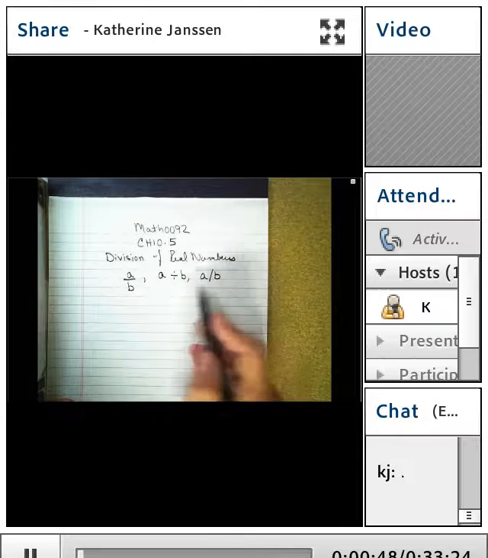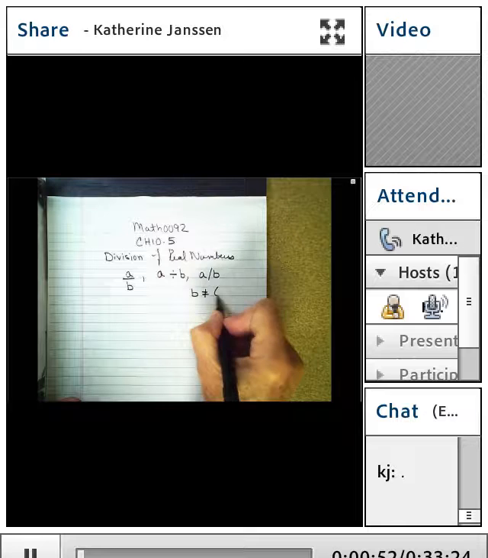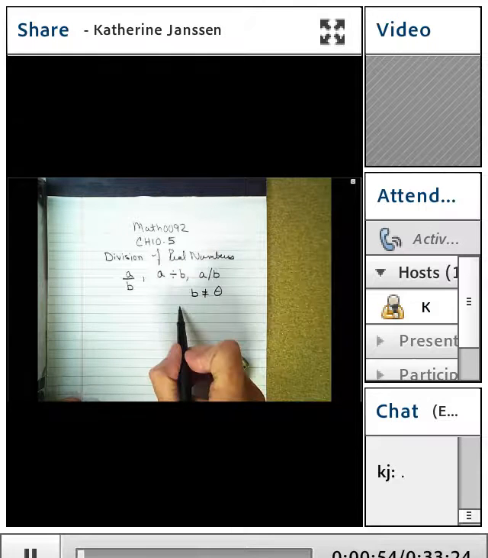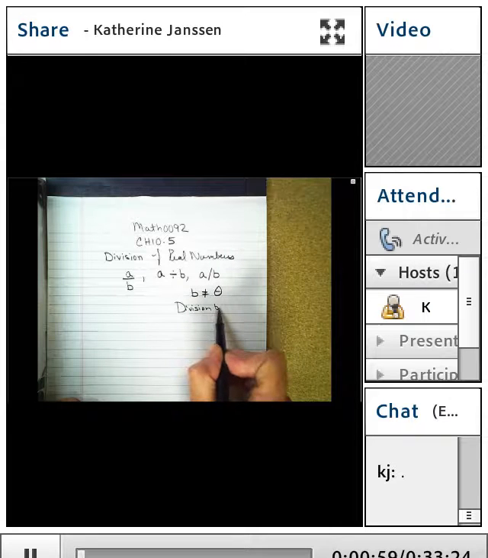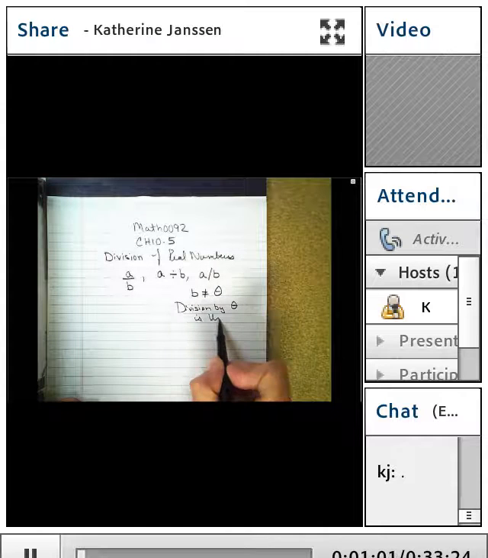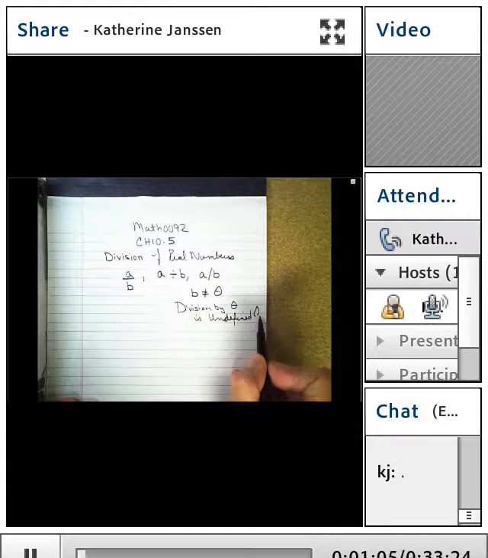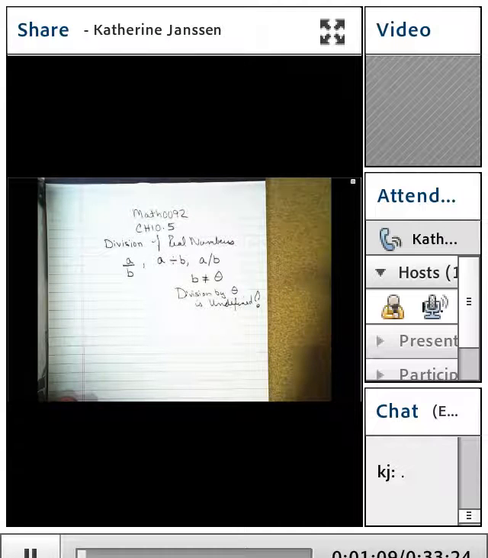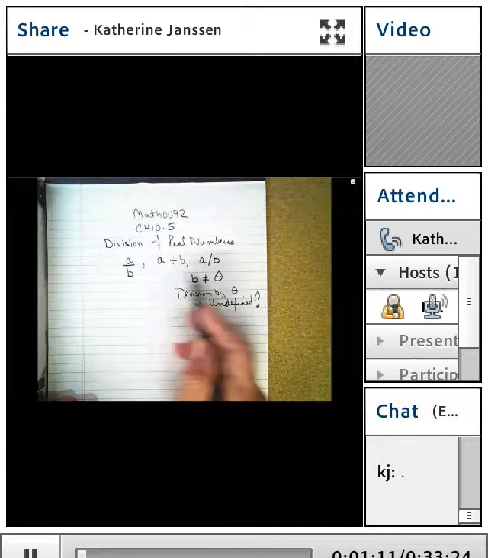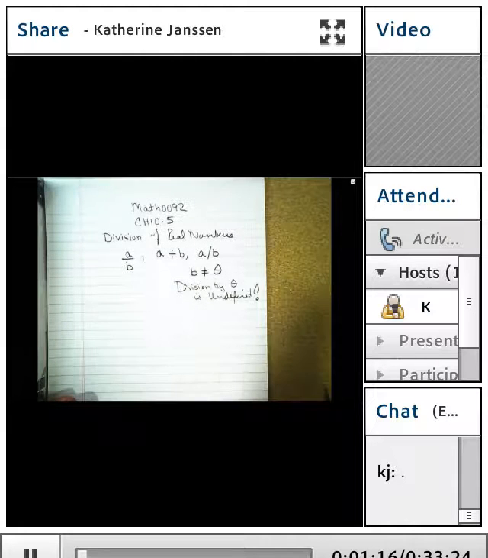Different division symbols we know, but B cannot be equal to 0 because division by 0 is undefined. Another one of those things you need to remember. Division by 0 is undefined. So no matter what symbol we're using, we cannot let the denominator take on a value of 0.